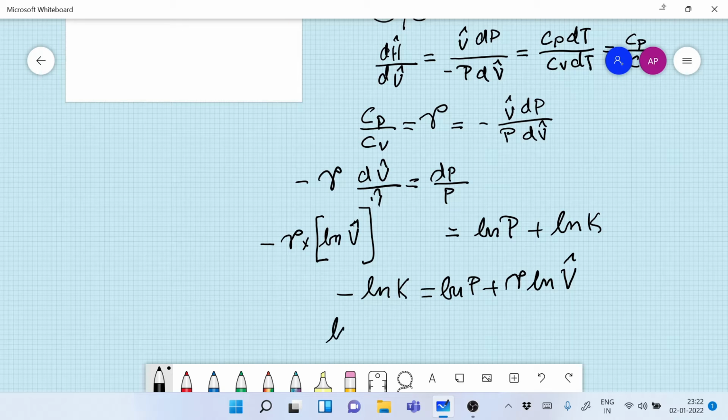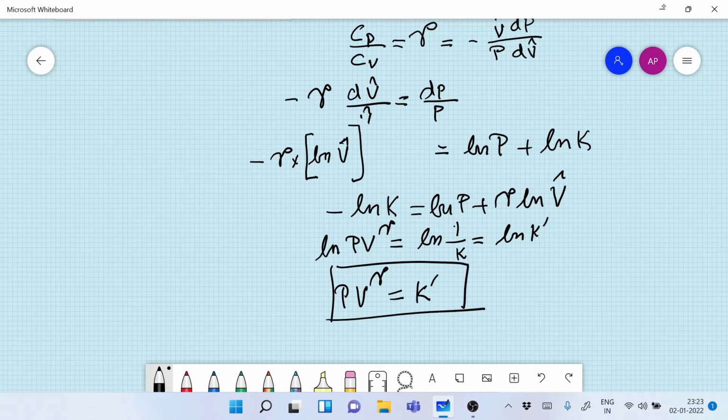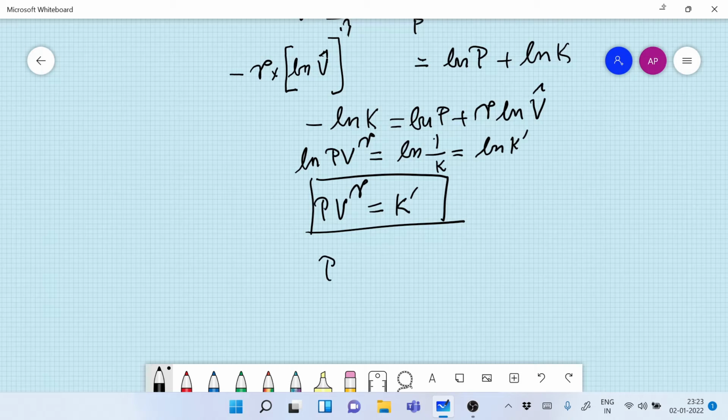Or we can write ln of P V raised to gamma is equal to ln of 1 by K, which can be written as ln K dash. Or we have PV raised to gamma is equal to K dash. In general, we write it as PV raised to gamma is equal to K. This is the law for an adiabatic process on an ideal gas.